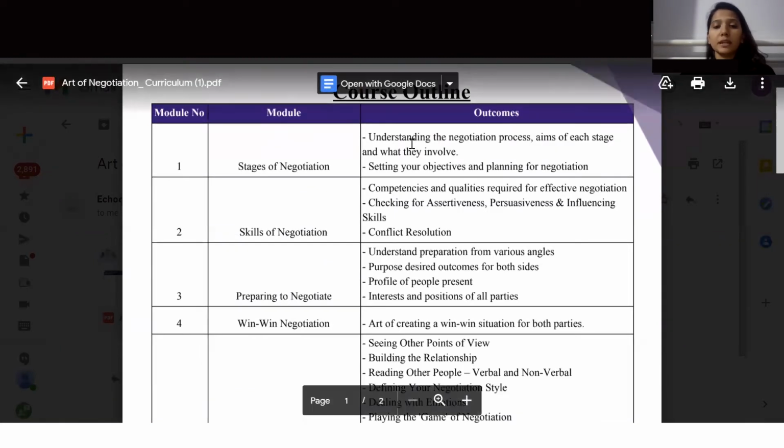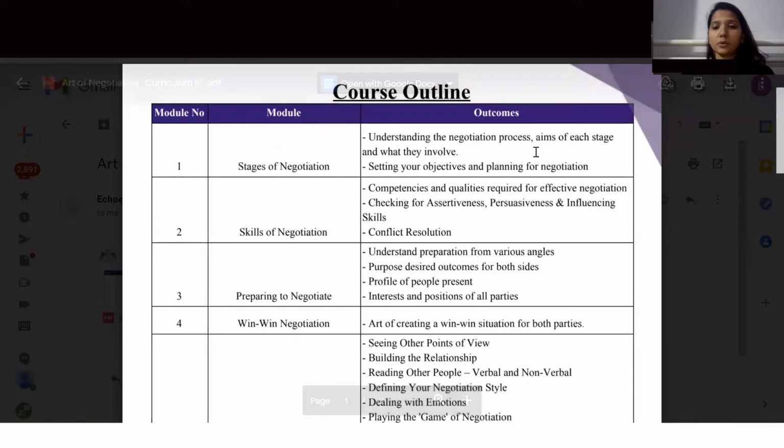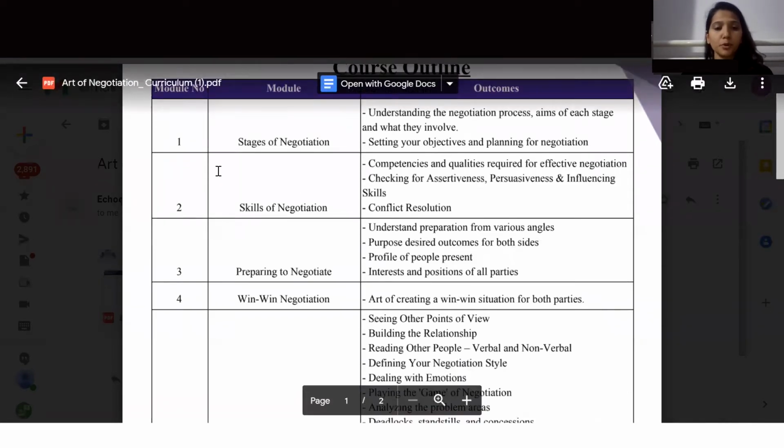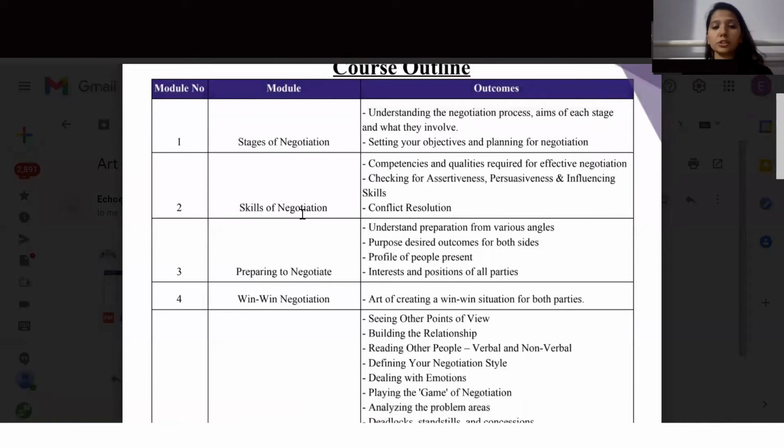The outcomes would be understanding the negotiation process, the aims of each stage and what they involve, setting your objectives and planning for negotiation. Module 2 is skills of negotiation, which is competencies and qualities required for effective negotiation, checking for assertiveness, persuasiveness, and influencing skills, and conflict resolution.